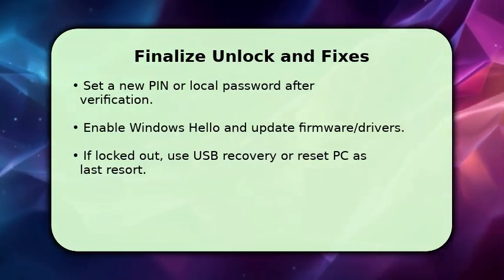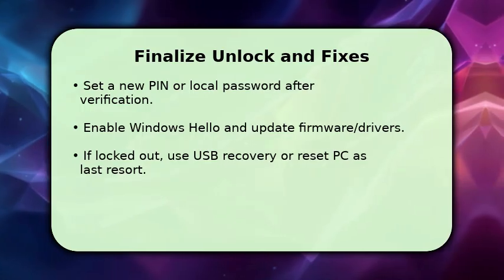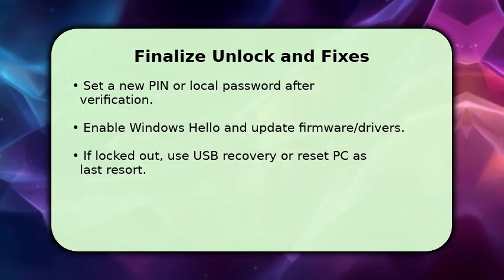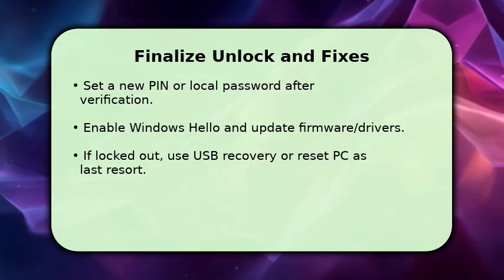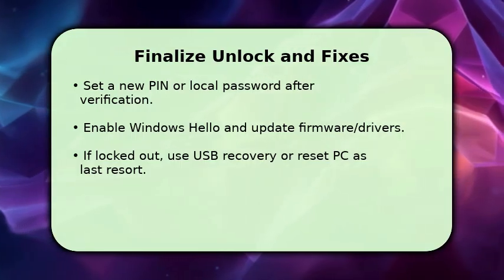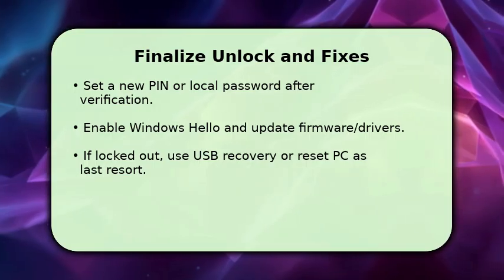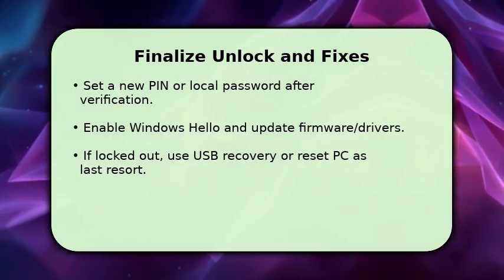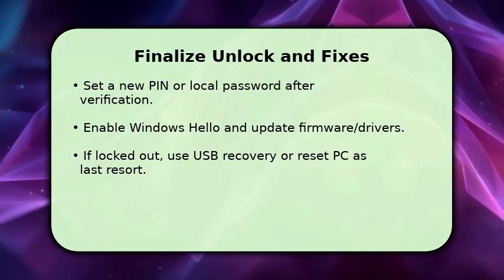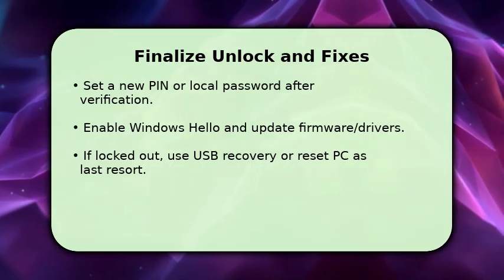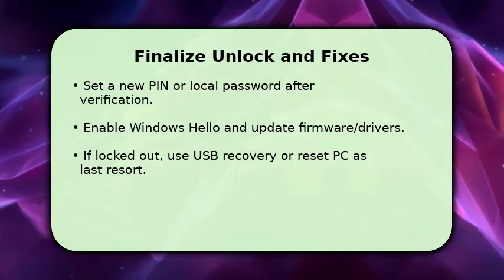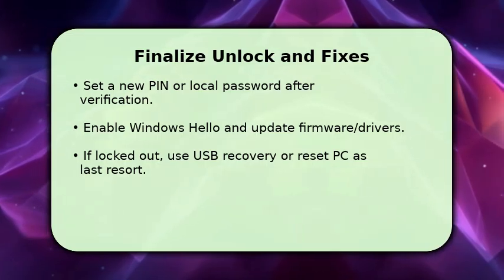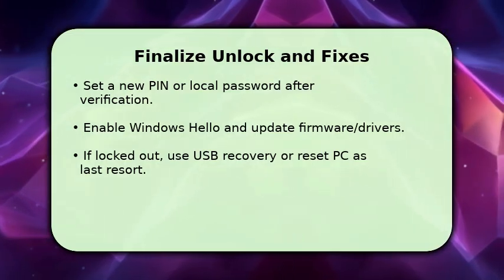Once inside, enable Windows Hello and run Windows Update so firmware and drivers are current, which prevents repeat lockouts. If problems persist, use the USB recovery drive to reset or reinstall Windows. Only choose Reset when you've backed up data. Troubleshooting tip: if recovery options fail, record error codes and contact Microsoft support with those codes for guided assistance.